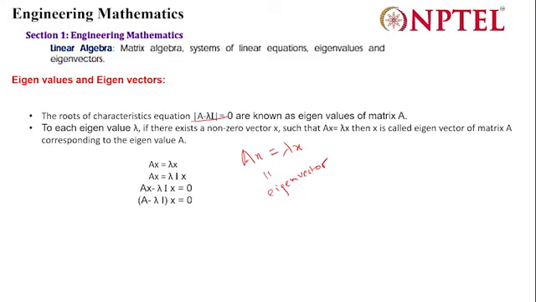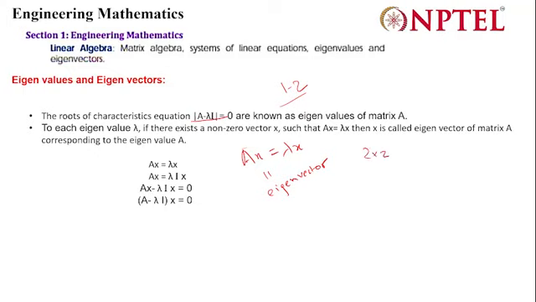We'll see an example of how to calculate eigenvalues and eigenvectors. For eigenvalues and eigenvectors, every year in GATE they ask almost 1 to 2 questions, and the questions are easy. So let's start with a 2 cross 2 matrix.